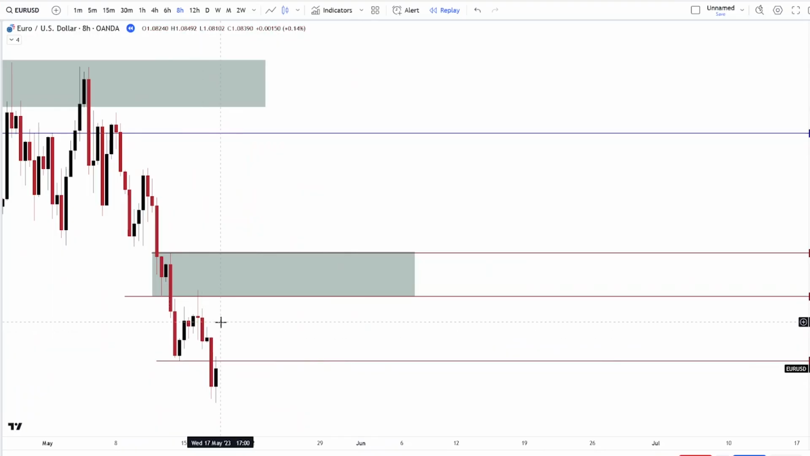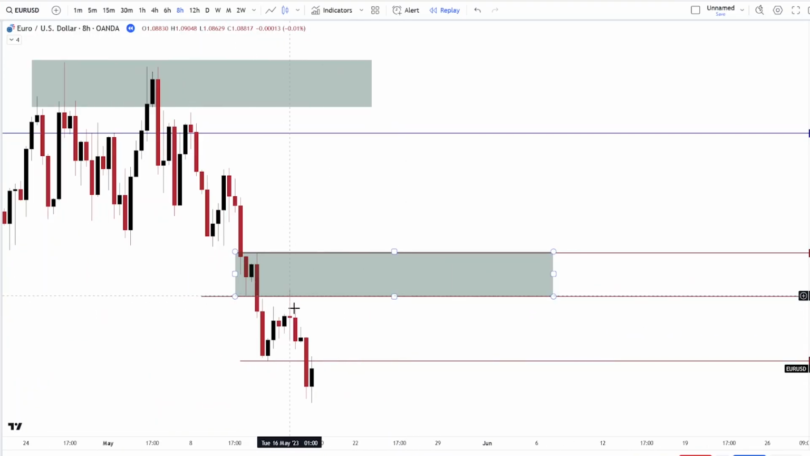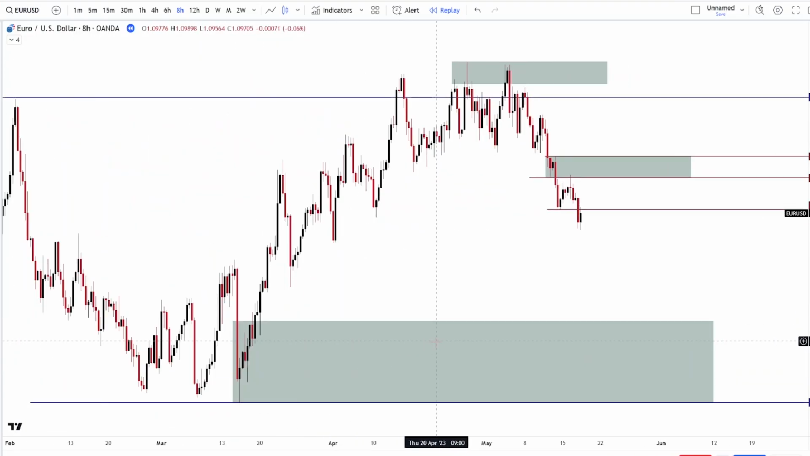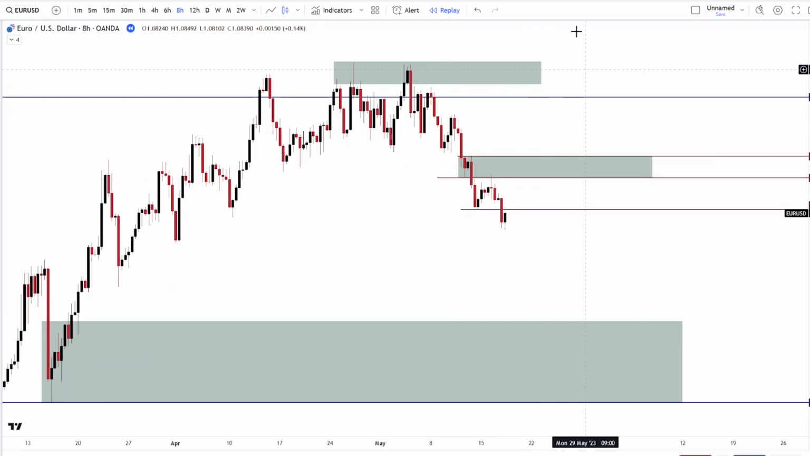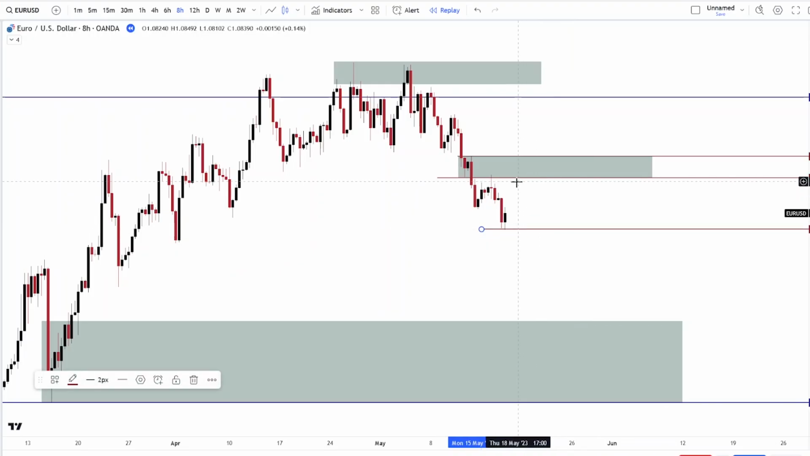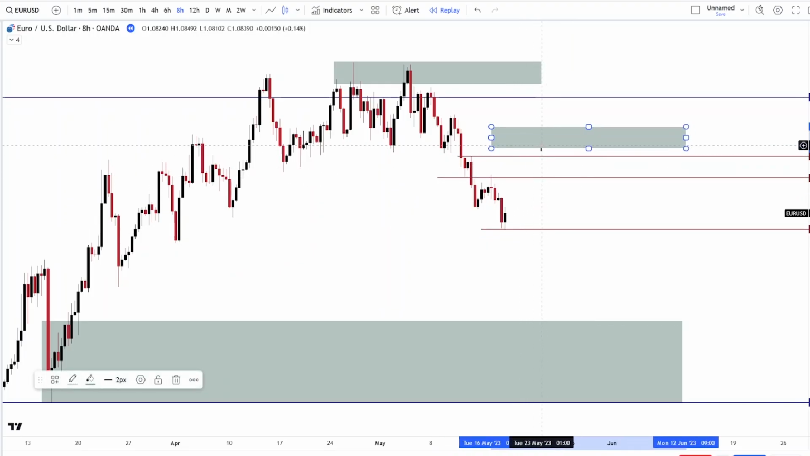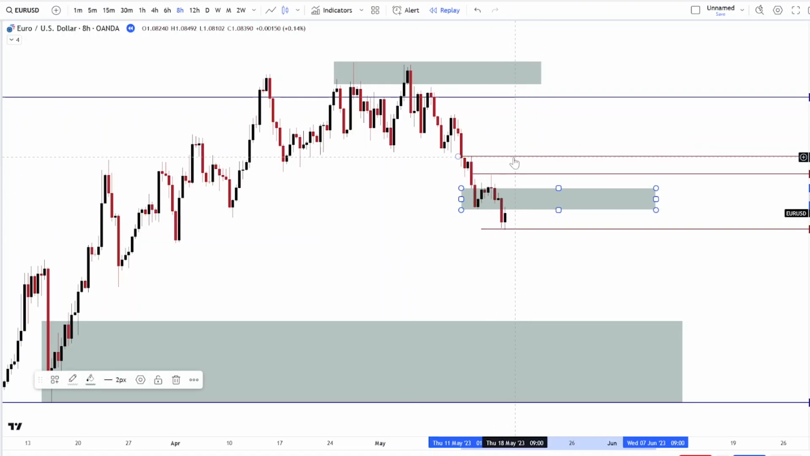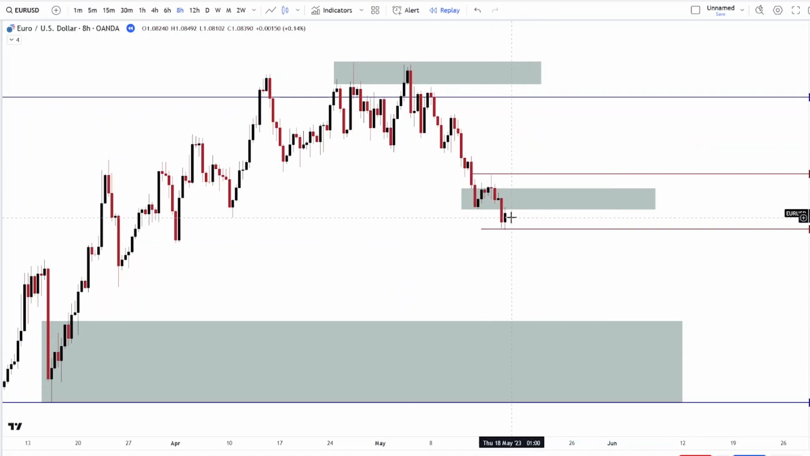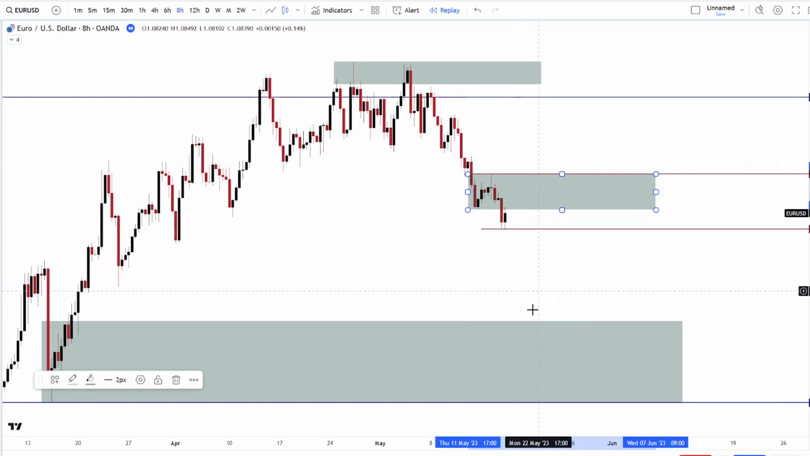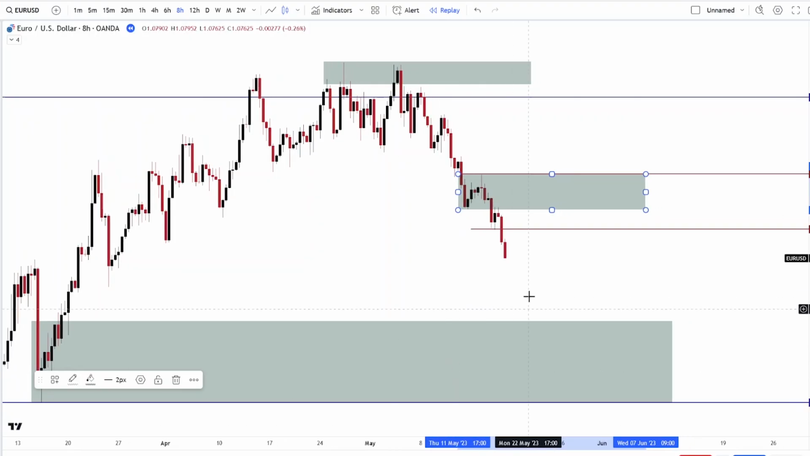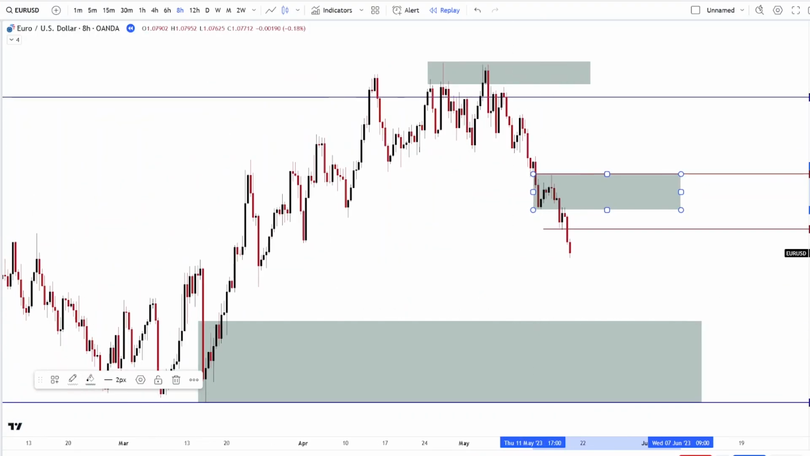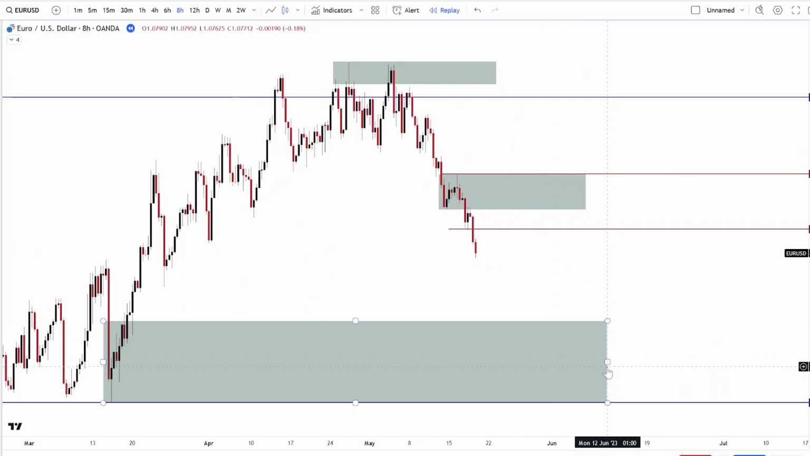Price tapped this area and dropped lower. So now what is our range? Now our range is, this is our current swing low. This is our current swing high. And this is our shelf. So we expect price to reverse within this area and continue dropping. And price dropped. So now let's fast forward and let's look at the reaction from our extreme.